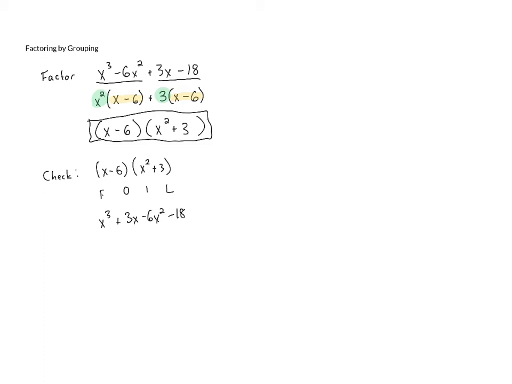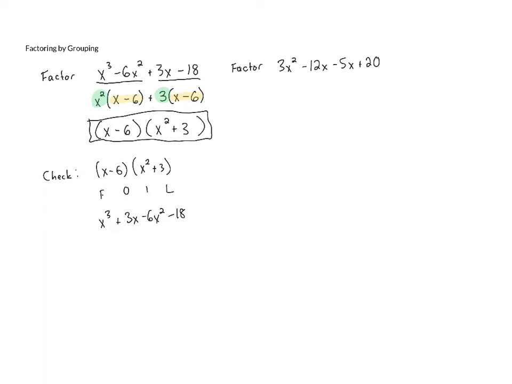All right, we're going to do two more of these, and then I'm going to encourage you to look at some of the other worked out examples. Let's next factor 3x squared minus 12x minus 5x plus 20.